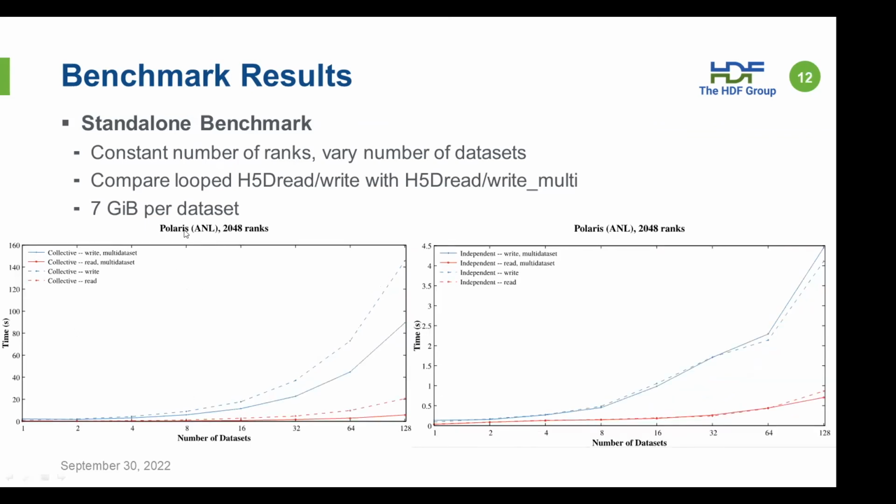As you'll see in the next slide, if you look at just collective results on Polaris, we see a substantial improvement, though not as dramatic as last time, for multi-dataset for both read and write. But the thing to keep in mind is that there's basically no difference in independent, and independent on Polaris, for some reason, is much faster than collective. So again, look at your use case and your system and make sure you're using the fastest settings, because there can be pretty major differences in performance depending on what settings and what system you're using.